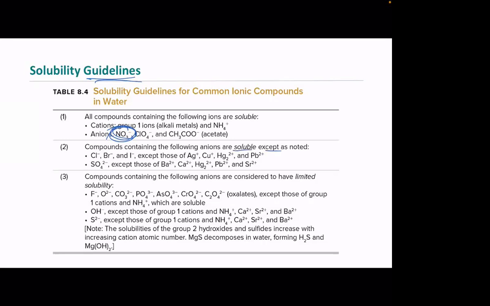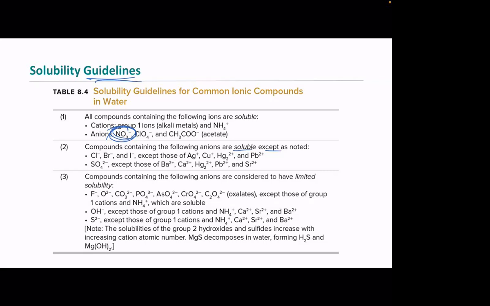Now these are soluble, but there's a few exceptions to that. Your halogens are pretty much soluble, chloride, bromide, iodide, except when they pair with silver, copper, the mercury dimer, which just means it's two mercuries together, and lead. And sulfates are soluble except for the group two metals down lower, and then mercury and lead again. And you know, there's tons of chemistry going on here, so let's not even bother trying to tackle why silver chloride isn't soluble, but sodium chloride is, okay?